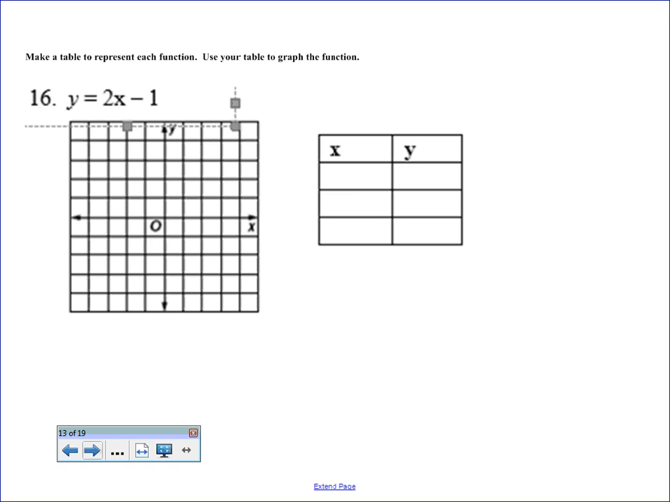All right, let's see here. For this one, let's go -2, 0, 1. So when I plug in -2, I'll get 5, -1, 1. So -2, 5, 0, -1, and 1, 1. And if we were to plot intermediate points, we would get that, and so we connect the line, and there's our graph.